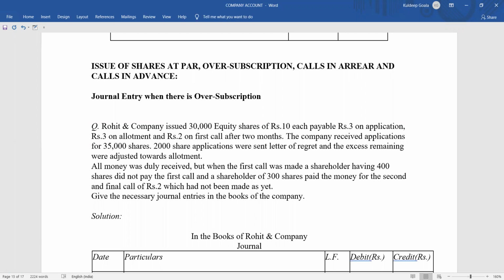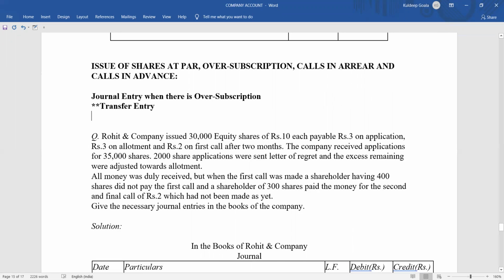So what will be the journal entry for that? At the time of receiving, it is a very simple entry: bank account debit to share application or equity share application account. But at the time of transfer, I'm going to give only the transfer entry. What will be the transfer entry? It will be like this. Equity share, I'm just giving equity. It may be preference share also, depending on that you are going to change the name, or it might be only share. So equity share application account debit.